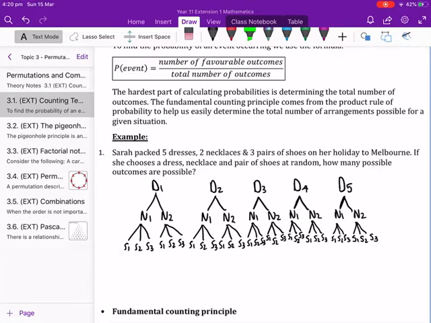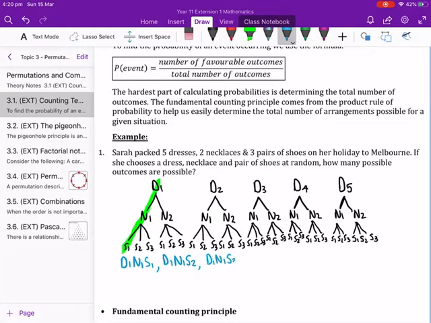But when we look at it, to work out how many outcomes are possible, we'd have to calculate our first outcome as being D1 times N1 times S1. Our second would then be D1 times N1 times S2, and D1 times N1 times S3, all the way up until we get to D5 N2 S3.